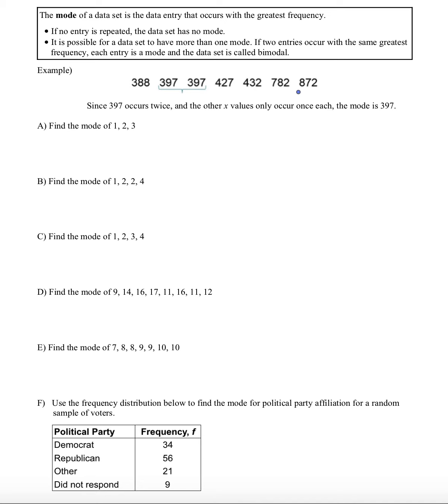In the example that's given, the only repeated element here is the 397. There's two of them, and that's what makes it the mode. There's more of them than any other number.